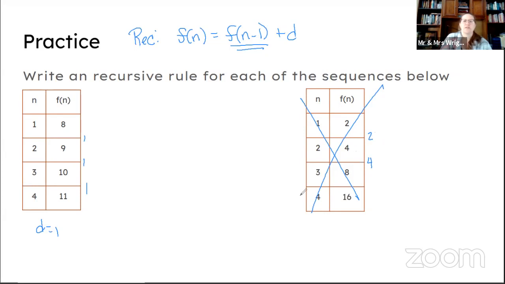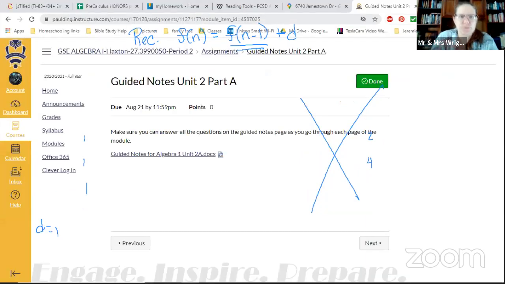We cannot write this rule using this formula. I have a feeling your stuff will want you to write it. So let me just look really quickly.